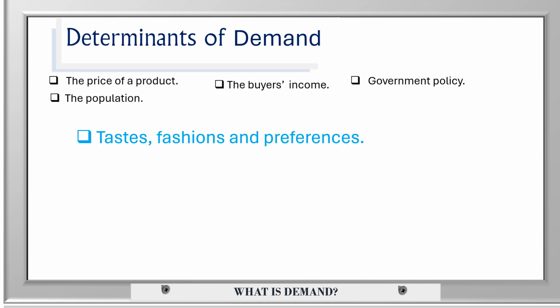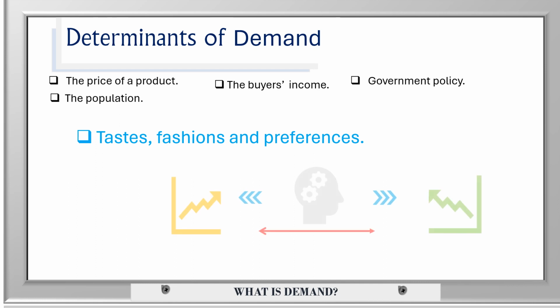Another determinant is taste, fashions, and preferences. If the taste and preferences are positive, then demand will increase and vice versa. If people have a choice for a product, they will demand more of it. And if their preferences change to another product, they will reduce the demand for the product they were using before.